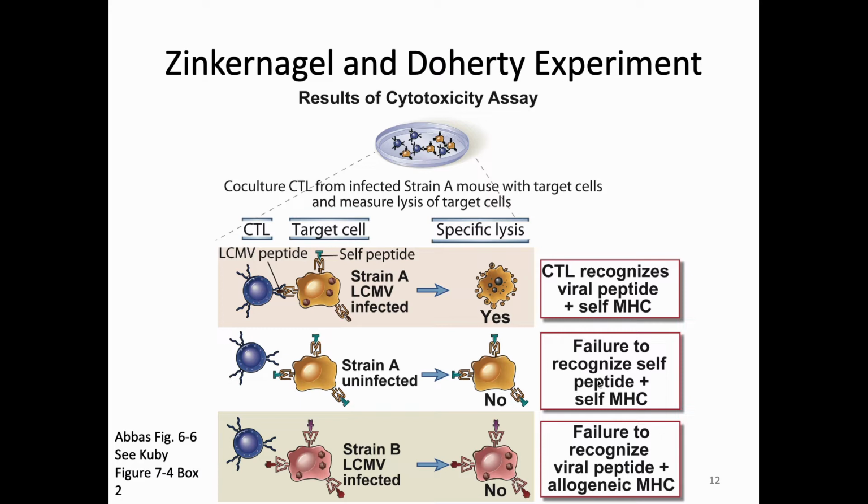And this led us to realize that T cells can't just recognize antigen. It's not just about the virus. There's also some other host protein that must be involved. That's part of this whole genetics thing. There's something besides the antigen that's involved.